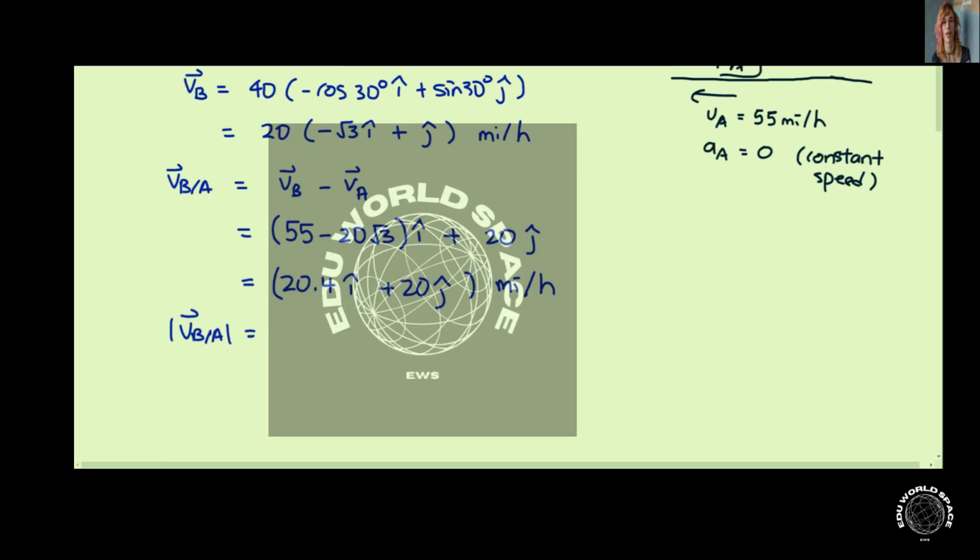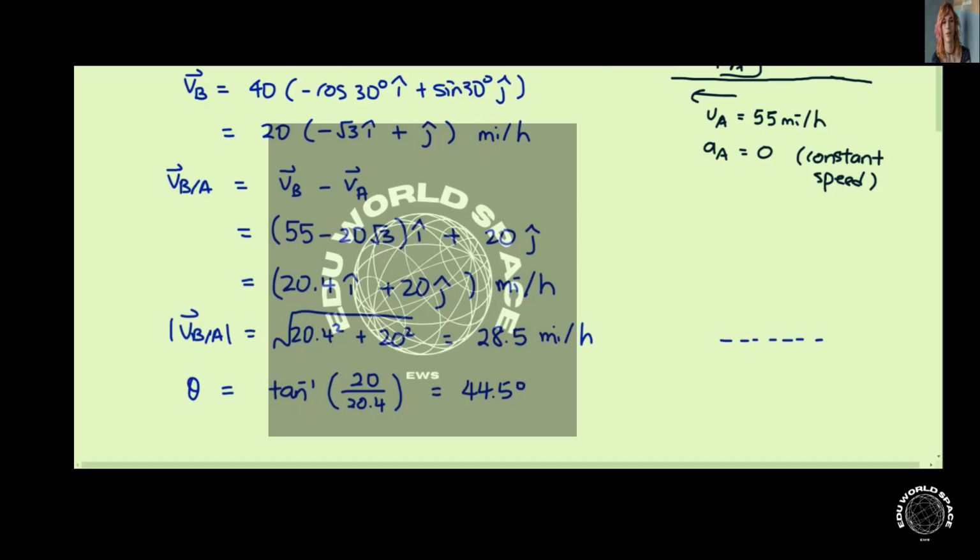You get 20.4 squared plus 20 squared, and take the square root, and you get 28.5 miles per hour. And then the angle theta is arctangent of the y component divided by the x component, and this angle is 44.5 degrees. Okay, so this 44.5 degrees is the direction of the velocity of B relative to A.